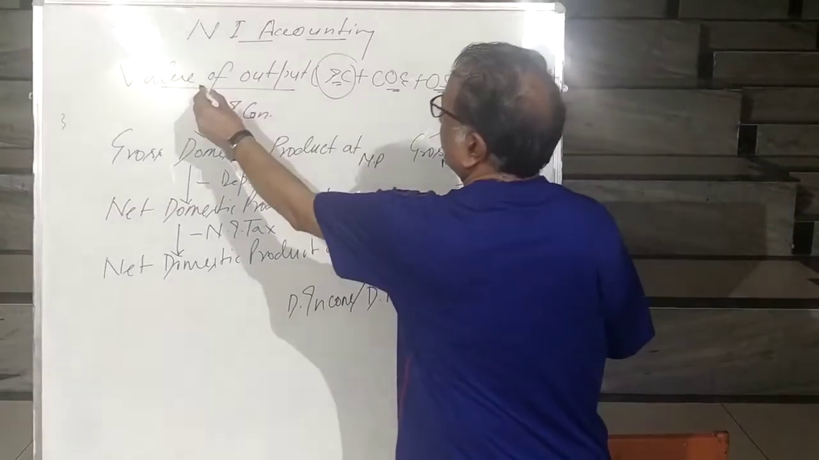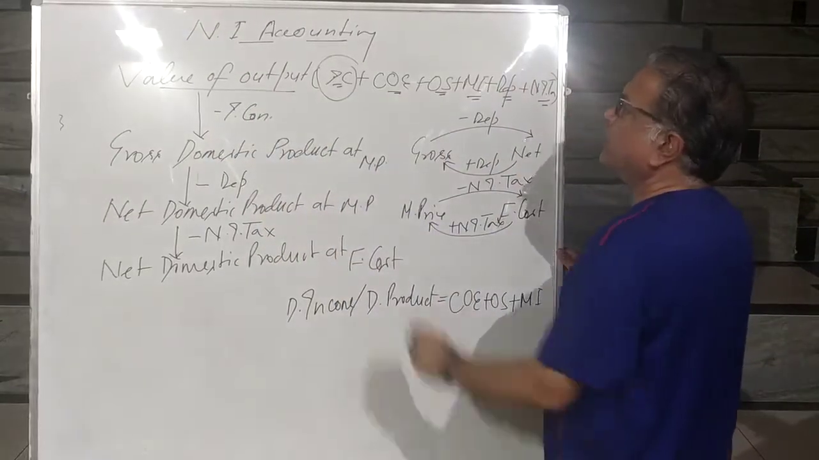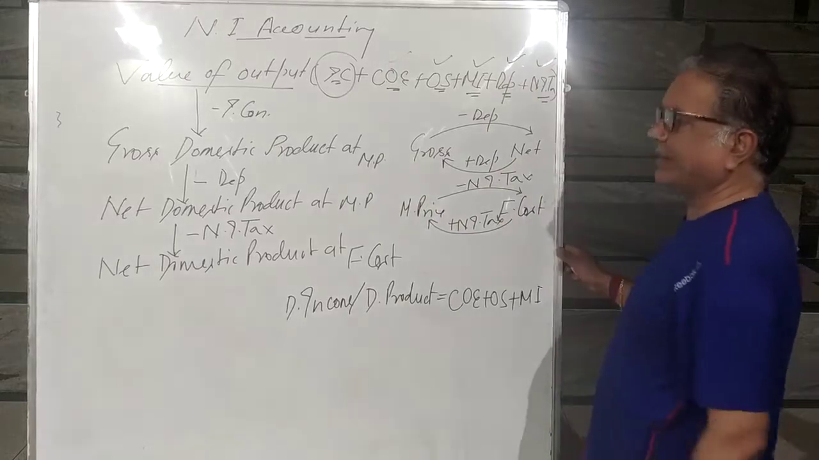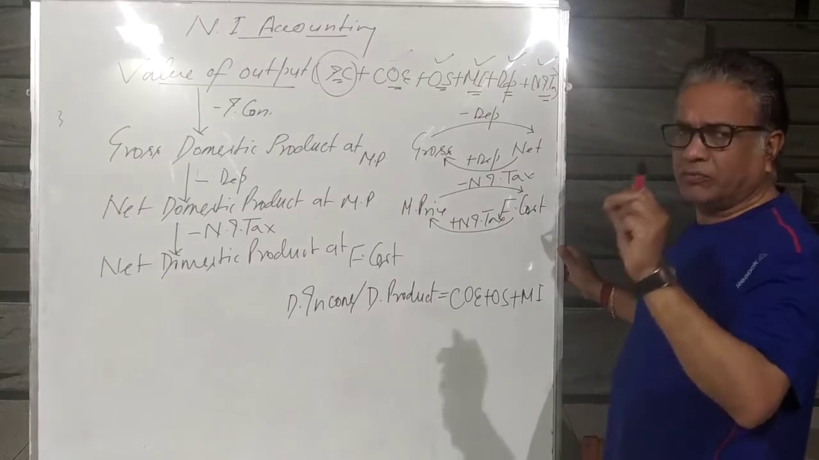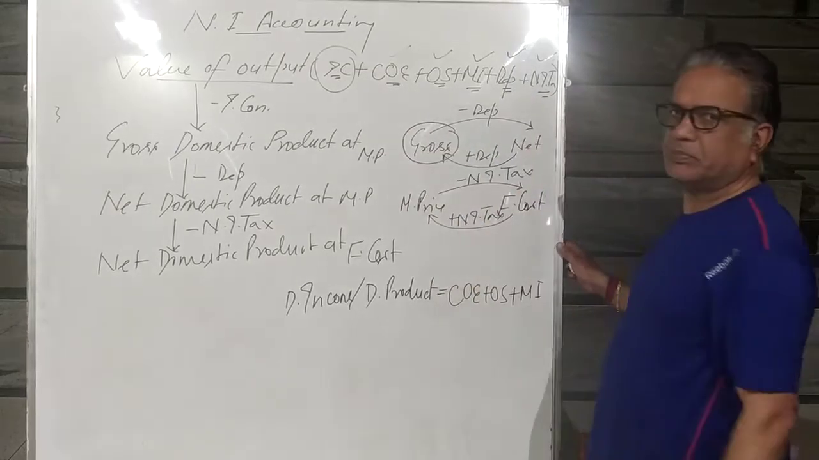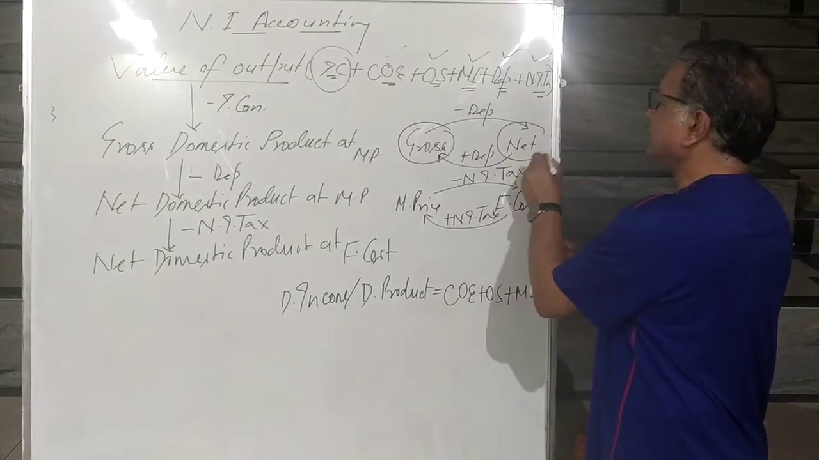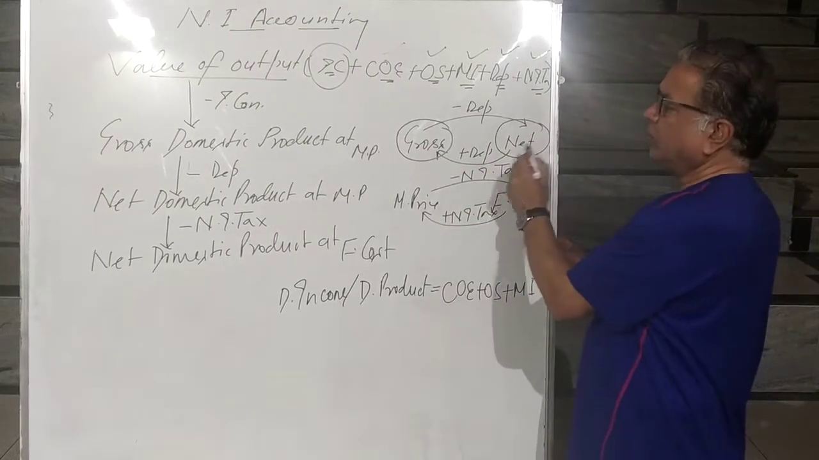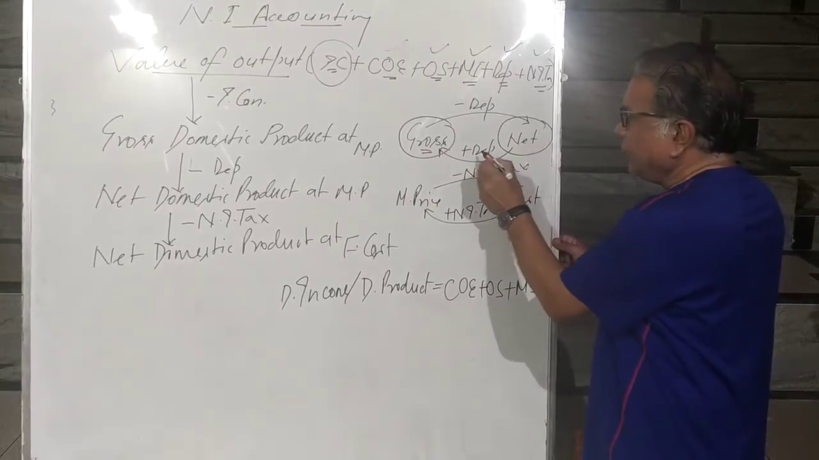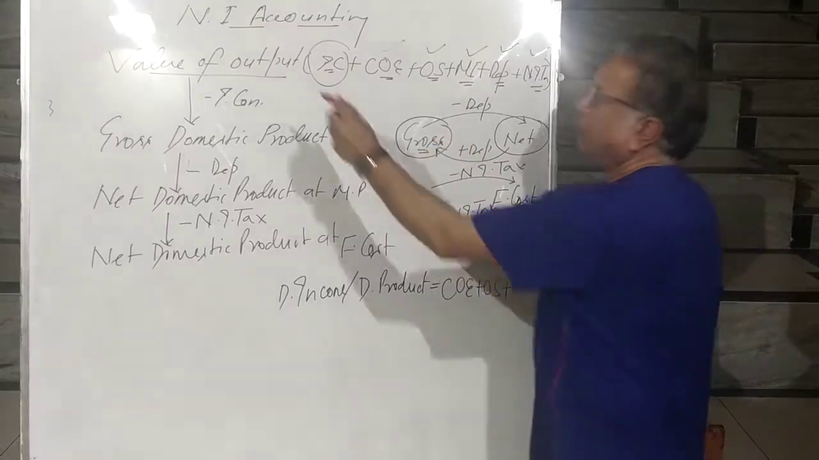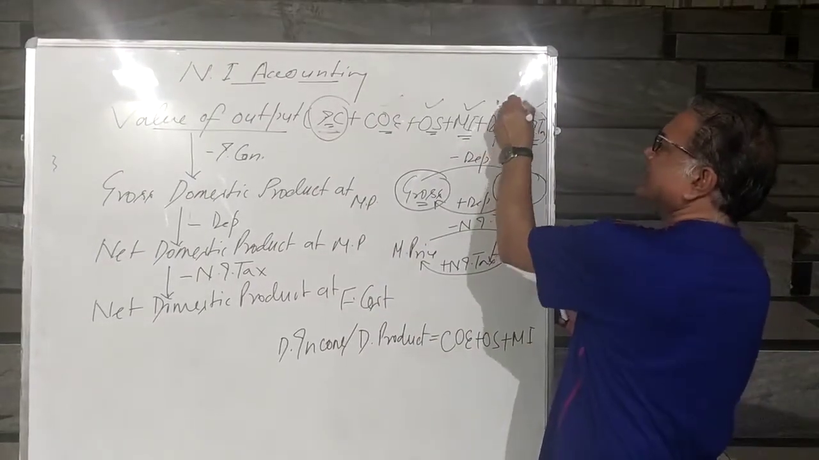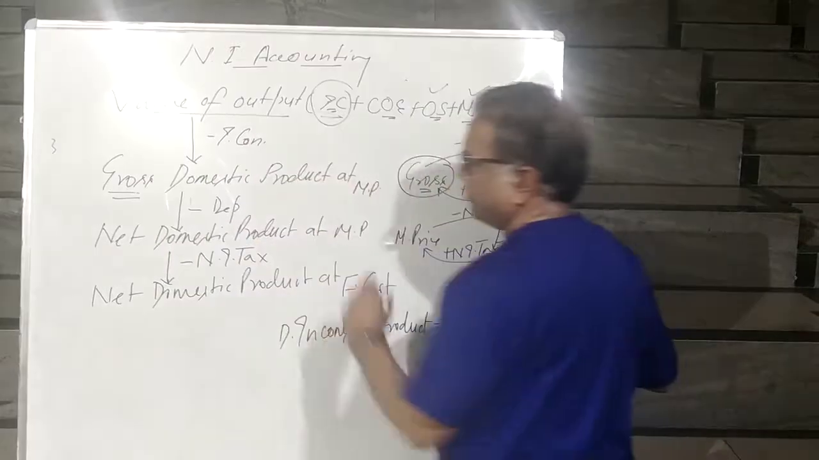So once we remove intermediate consumption from value of output, what is left? COE, OS, MI, depreciation and net indirect taxes. And here the point of caution is, whenever depreciation is there, we will be using the word gross, and when depreciation is not there, we are using the word net. If from gross you remove depreciation, it will become net, and if to net you add depreciation, it will become gross. Now from value of output we subtracted only intermediate consumption, so depreciation is there. That's why we are calling it gross.